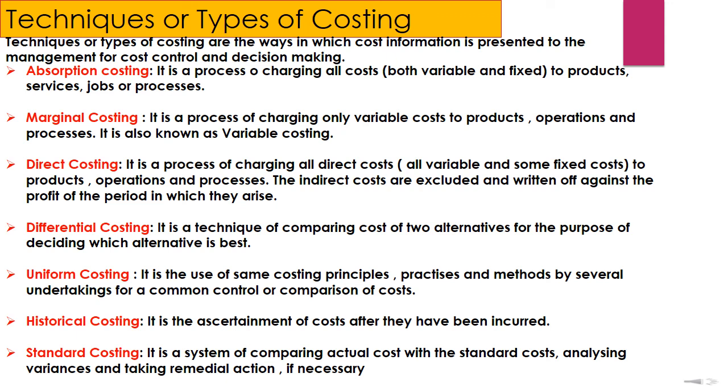Historical costing. It is the ascertainment of costs after they have been incurred. In standard costing, the budgets are set or the standard costs are set, and after incurring the cost, they will compare the actual cost with the standard cost, analyze for the variances, and they will take remedial action if necessary.